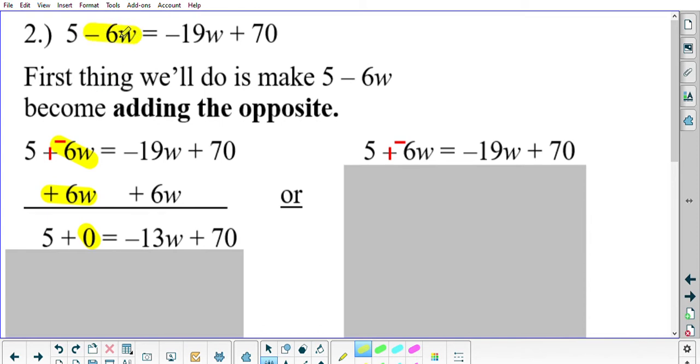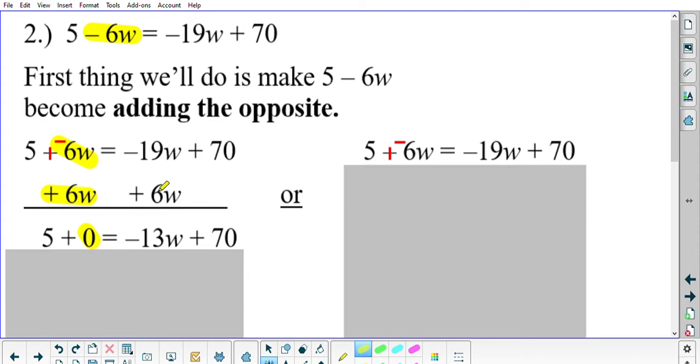Would you have known to add by positive 6w with the way it originally was as subtraction? If so, great. Then maybe you don't need to make subtraction adding the opposite. I don't know. But maybe others of you would not have realized that. Maybe others of you would have accidentally thought this was a positive 6w, and therefore maybe you would have accidentally added by negative 6w to both sides instead of positive 6w to both sides.